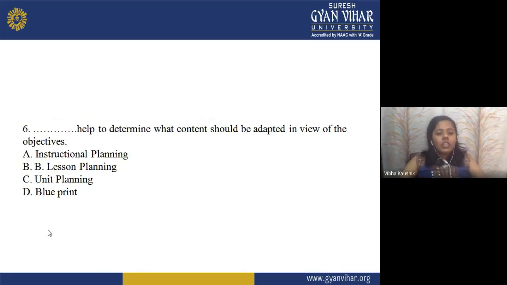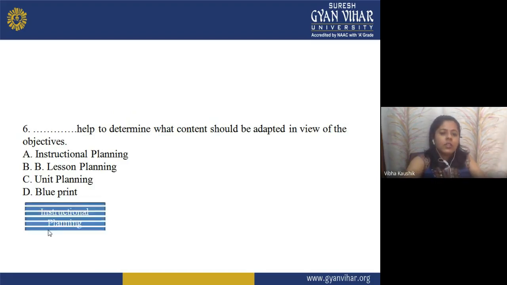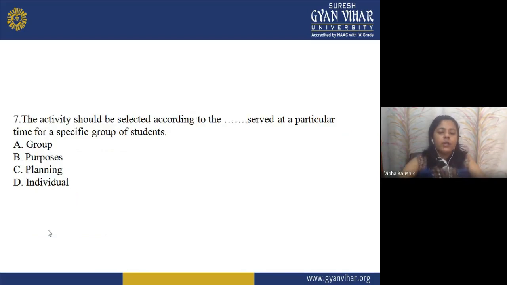Sixth, dash helps to determine what content should be adapted in view of the objectives. Means what type of content should be adapted by you in keeping with the objectives. Now the options are A, instructional planning, B, lesson planning, C, unit planning, or D, blueprint. Now the correct answer is instructional planning helps to determine.